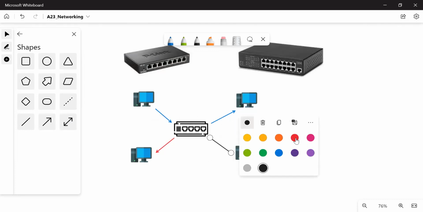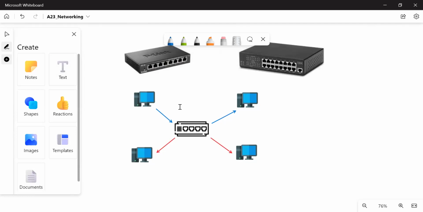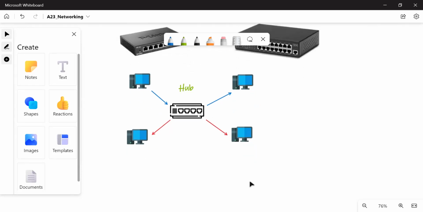So these ones are not needed. We want to send it from here. So this is the hub. This is what will happen with the hub. Hub will send it to everyone, right?